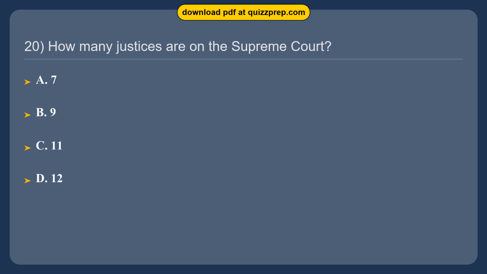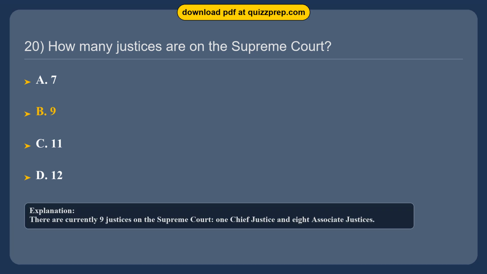Question 20. How many justices are on the Supreme Court? Option A. 7. Option B. 9. Option C. 11. Option D. 12. The correct answer is option B. 9. There are currently 9 justices on the Supreme Court, 1 Chief Justice and 8 Associate Justices.